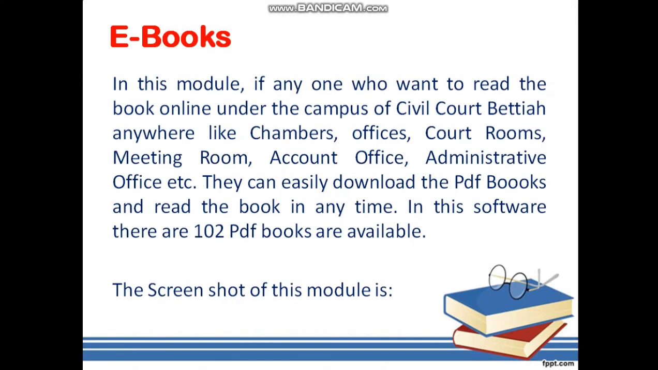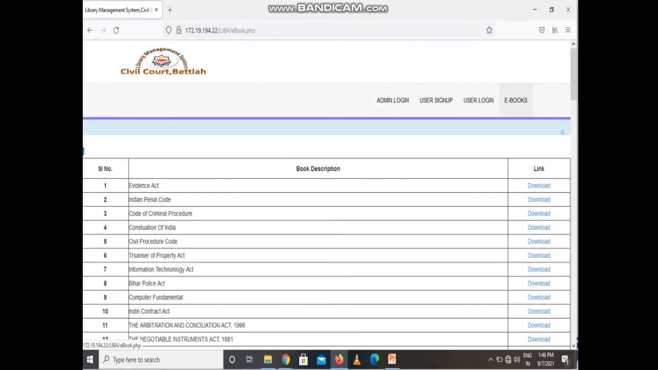The main feature of this software, added on the recommendation of E-Committee Civil Court Bettiah, is the e-book reading facility, in which more than 100 PDFs have been uploaded for different types of Bare Acts, which can be downloaded from here to read, and we can also print a hard copy of particular Bare Acts from here.